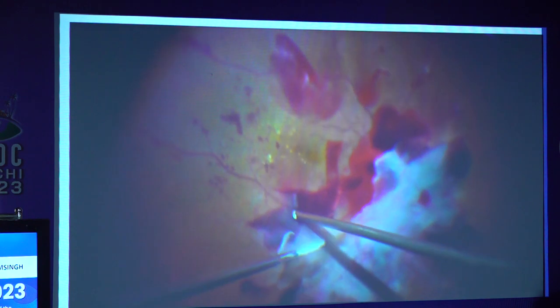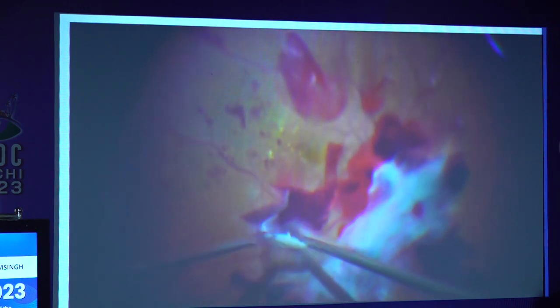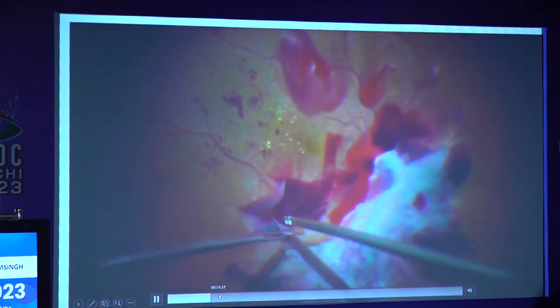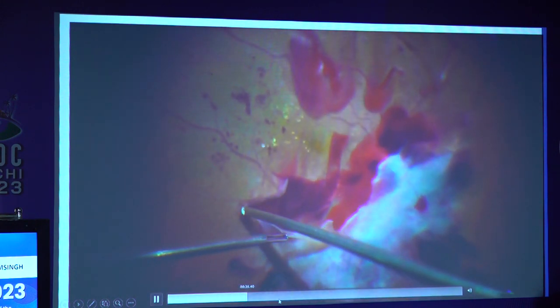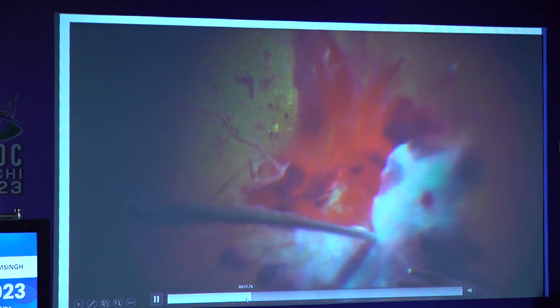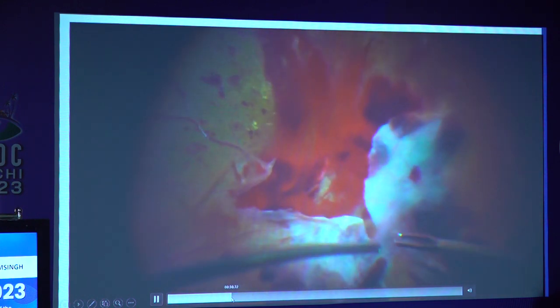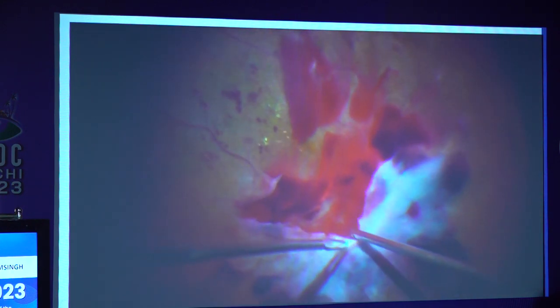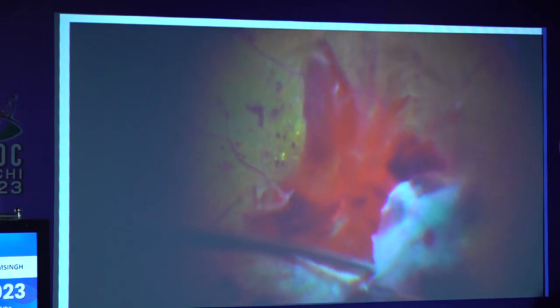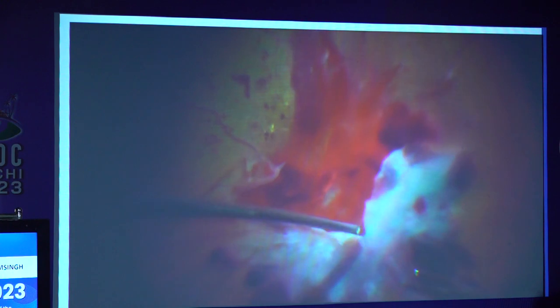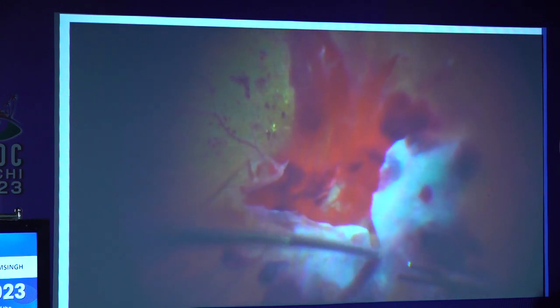Now my right hand is holding the cutter, we are doing bimanual surgery, and my left hand is holding this membrane, and I am slowly dissecting it from the retina. And now at this point, when I realize that I am not getting the right angle, I will switch my hands, and now you will see I have the cutter in my left hand and forceps in my right hand, and now you see what I am doing.